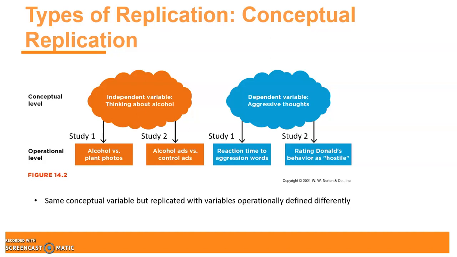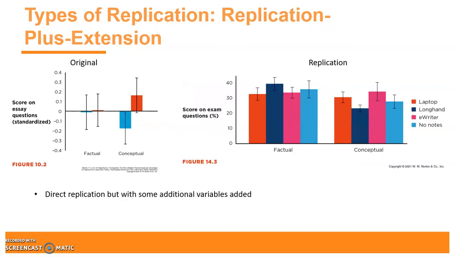Okay, so if you find a similar effect in both of these, then that's stronger evidence that there is this relationship between thinking about alcohol and aggressive thoughts, because you're observing that same effect across multiple settings, and even when you're asking the question in multiple ways. Replication plus extension, this is kind of a mix of those first two. This is where you have a direct replication, but then you also add some additional variables.